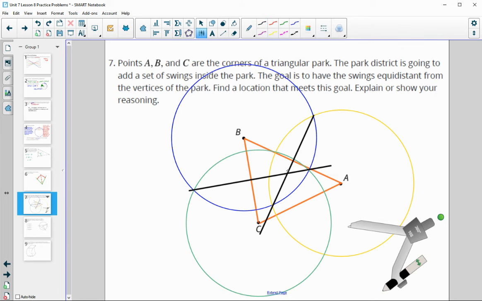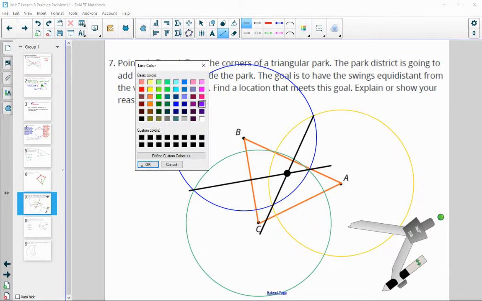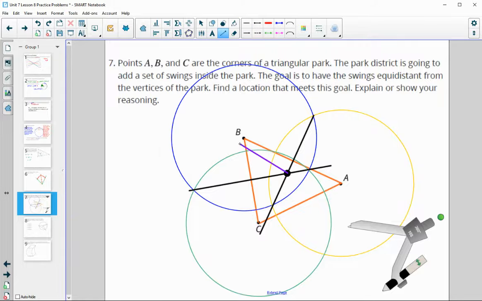So this point of intersection is going to be the point that's equidistant from each of these vertices. So this point will be the same distance from the corners of the park. So let me just draw in those lines. So this purple line and this purple line are going to be the same length.